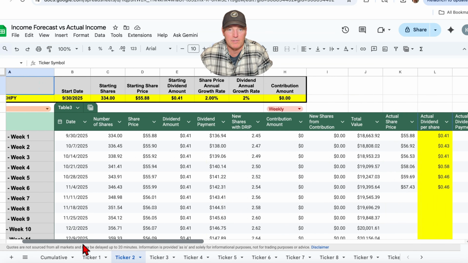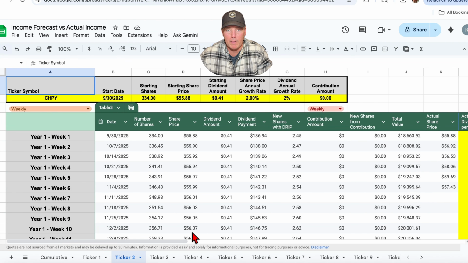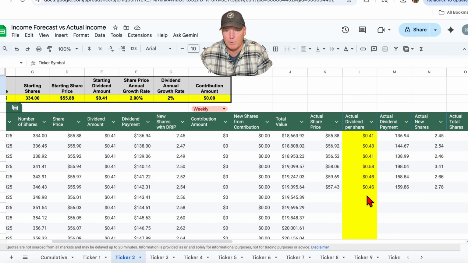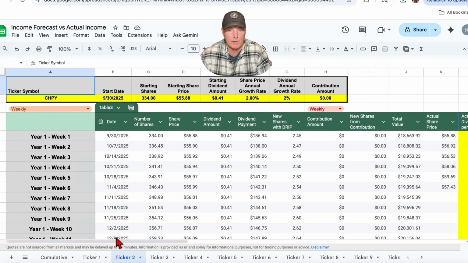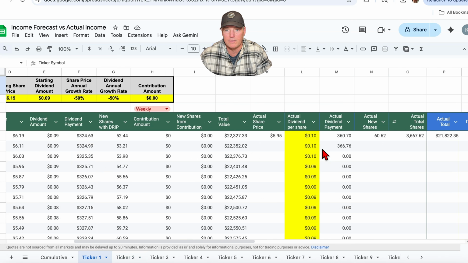But as you put this information in, the great part is each week you just go in and put in what the actual distribution is, and all the rest of this will update, and you can compare your forecast versus what you're actually getting. Again, let's go over here and see how ULTY's doing. It's still working. It's slow, trust me.